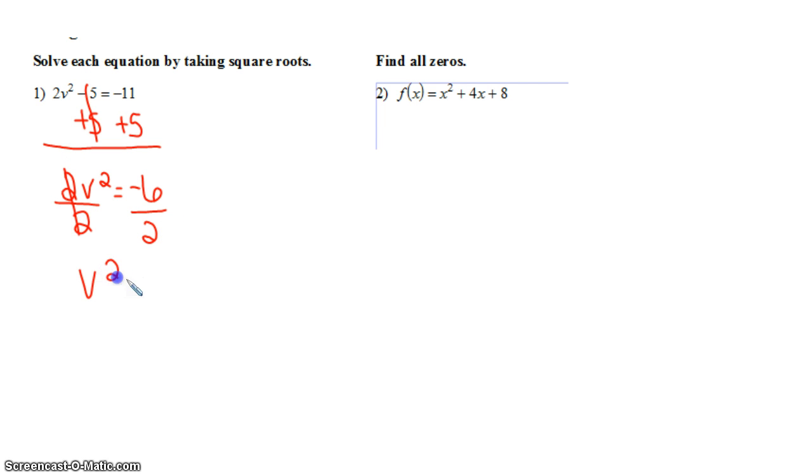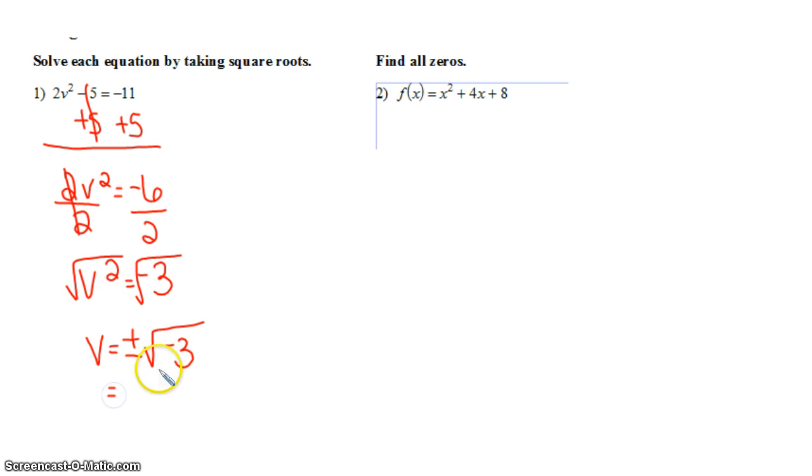Once I have isolated the v squared, I will take the square root of both sides. So when you take the square root of v squared, you are left with v equals, and then make sure that you put the plus and minus since you are taking the square root.